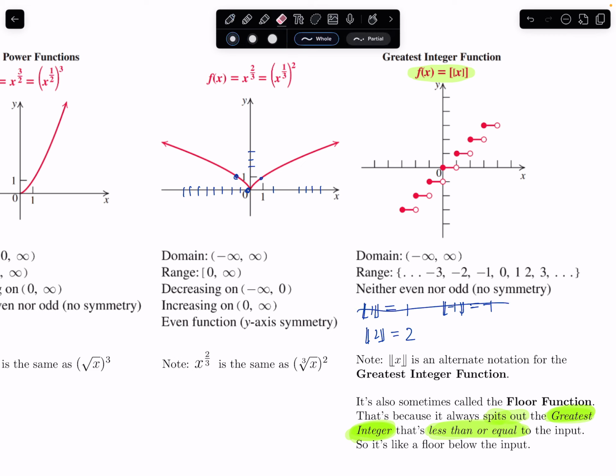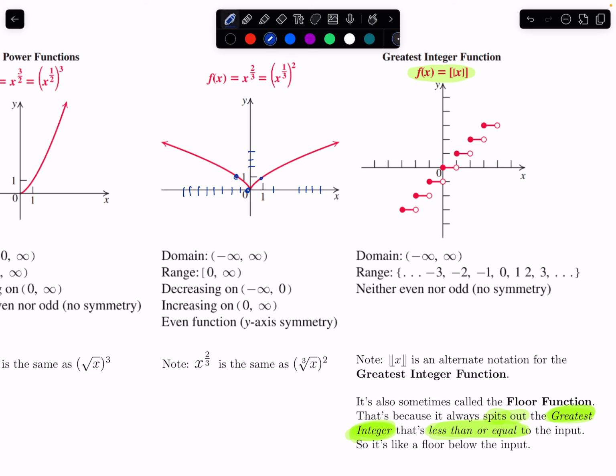Now what happens if I plug in something that's in between? What happens if I plug in 1.5 into my function? Well, the function is going to spit out something that's less, the biggest integer that's less, so that would be 1. What if I plug in 1.1? Also 1. What if I plug in 1.9? Well, I need an integer that's less. It's going to be 1. Why not 0? Well, 0 is not the greatest integer that's less than or equal to.